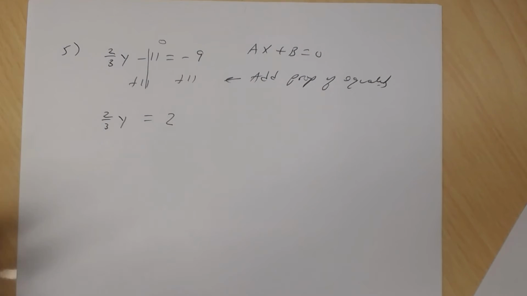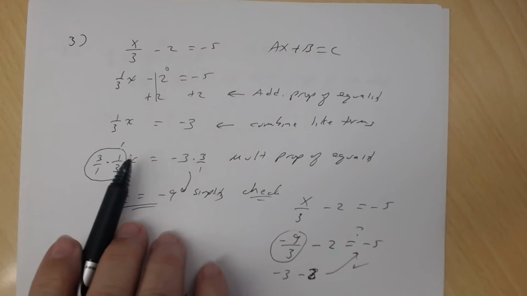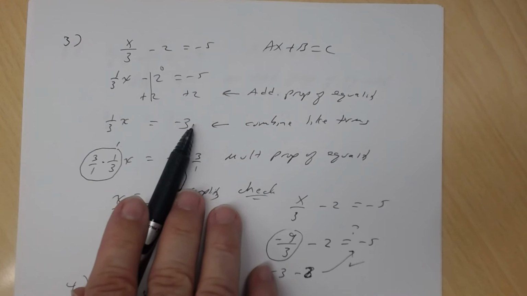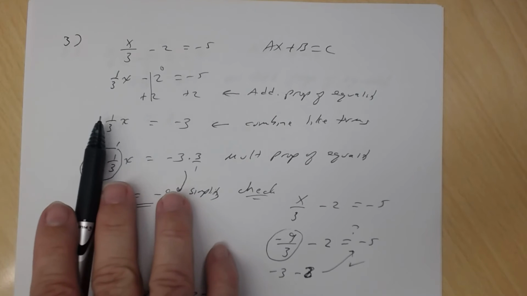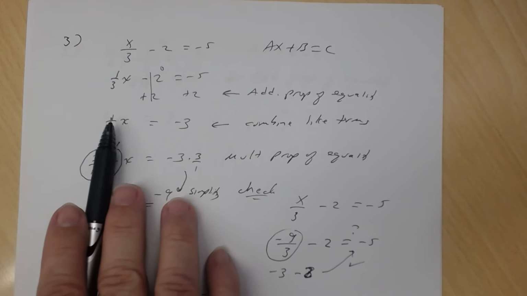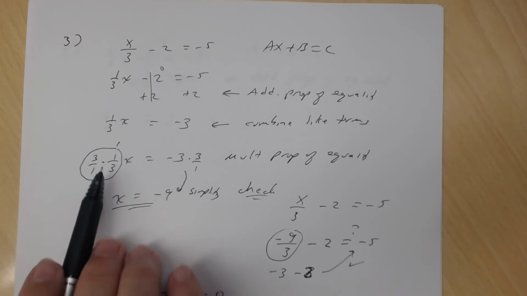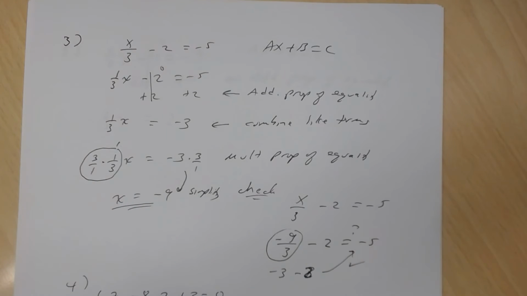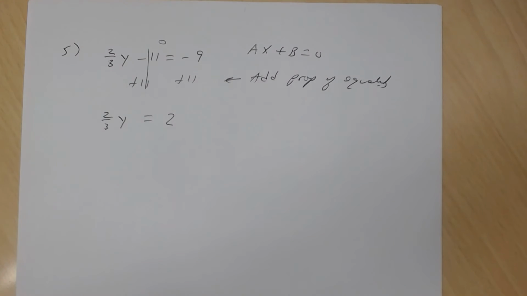Now, in a previous problem, I want to show you what we did. In a previous problem, what we did, see this right here, was we multiplied both sides by the reciprocal of the coefficient. So the reciprocal of 1/3 is 3 over 1, and that's what you saw here. We multiply both sides by 3 over 1. So you can do the same thing here, but I want to remind you about the other way now.